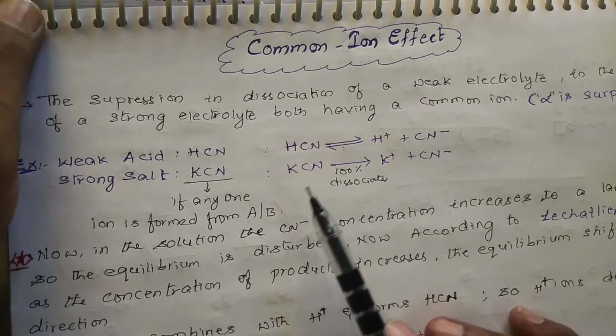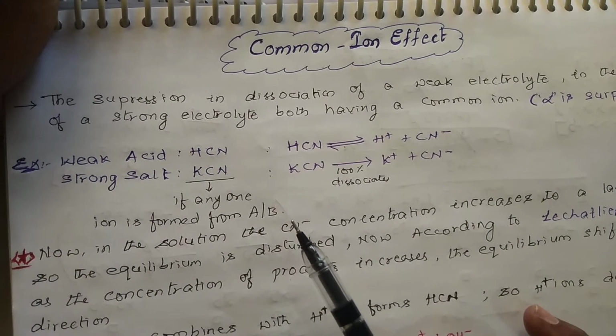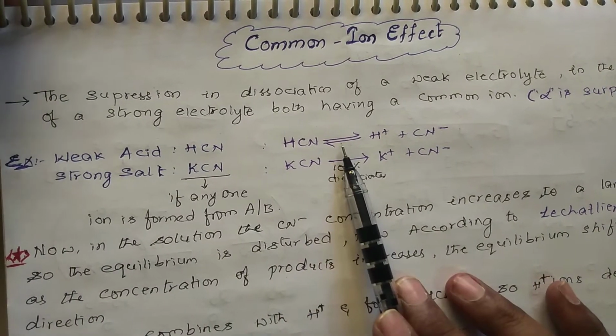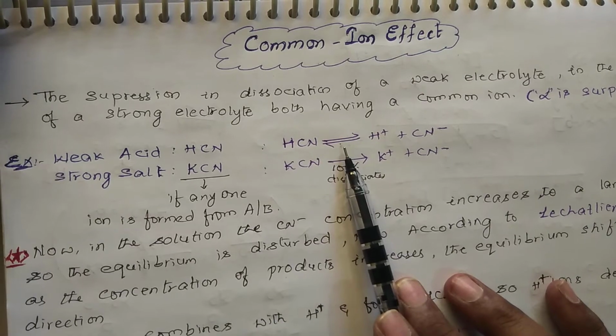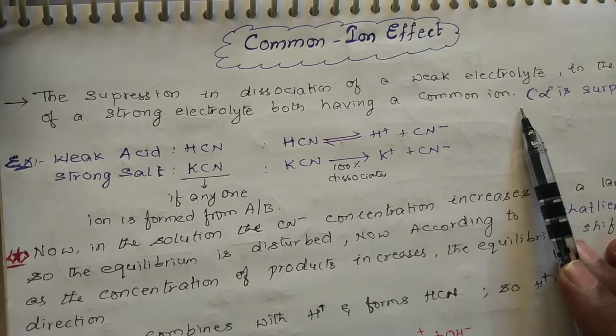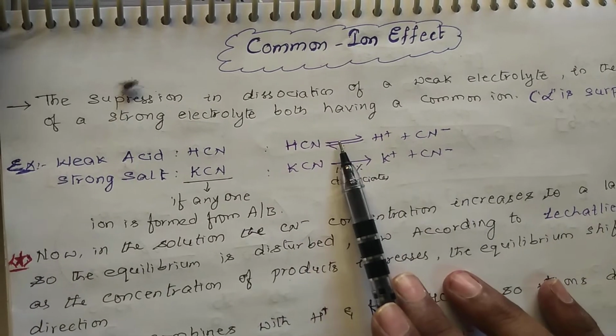Always, any electrolyte tries to be in the stable state. For the weak electrolyte, which has equilibrium, it tries to be in equilibrium only, because that is the stable state. I have already explained once: if you take a ring and place it at the side and leave it, it comes into the center. In the same way, it tries to maintain the equilibrium.